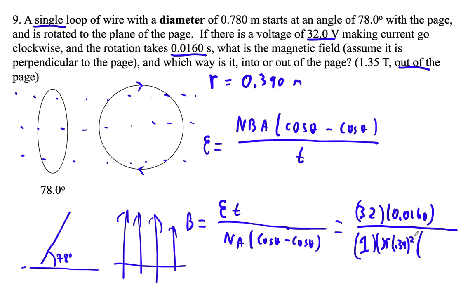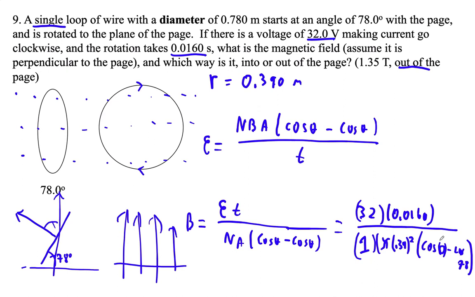Okay, and then let's think about this angle here, because really the area is in this direction. Okay, it's really perpendicular to that surface. So I think it works, right? Because if the magnetic field is like this, this angle's the same as this angle. Okay, so it's cos, I'll just say cos 0 minus cos 78.